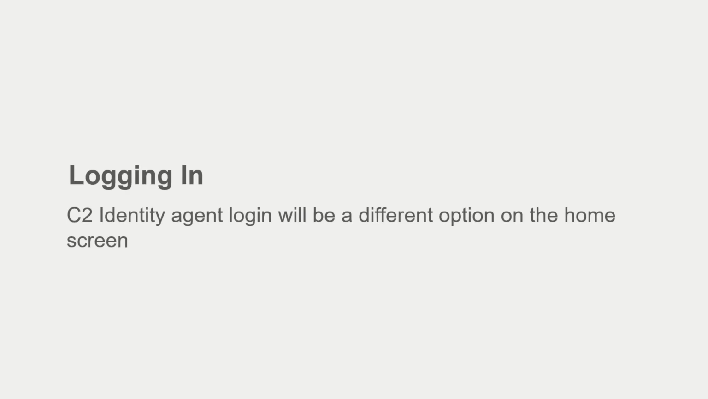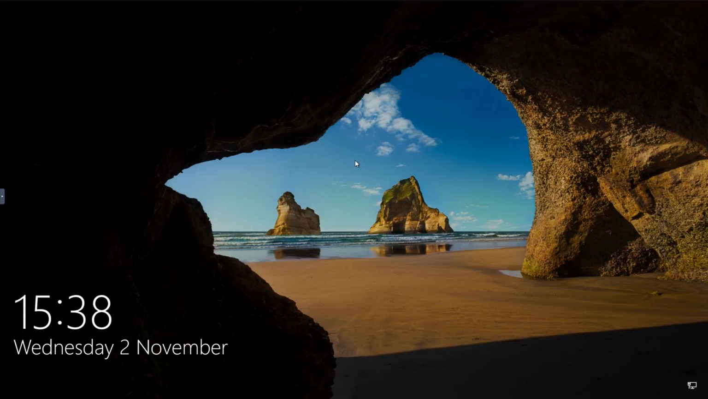credentials. Now the C2 identity agent is actually going to be another option on the login screen for Windows, for example. And what they're going to do is click that C2 identity icon, and then they're going to be able to log in utilizing their C2 identity credentials. So let's take a look at how this workflow is going to be. How your end user is actually going to log into their PCs now through their C2 identity credentials.